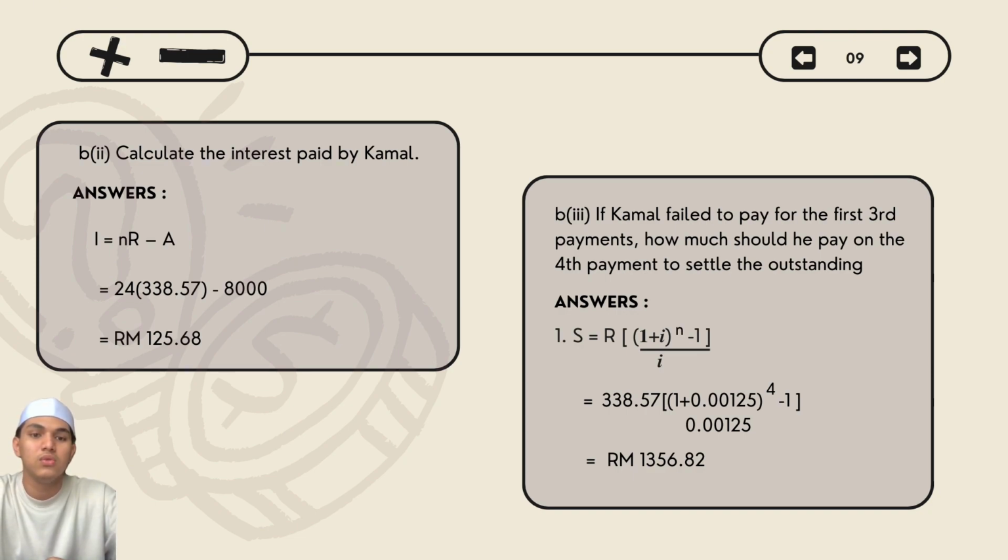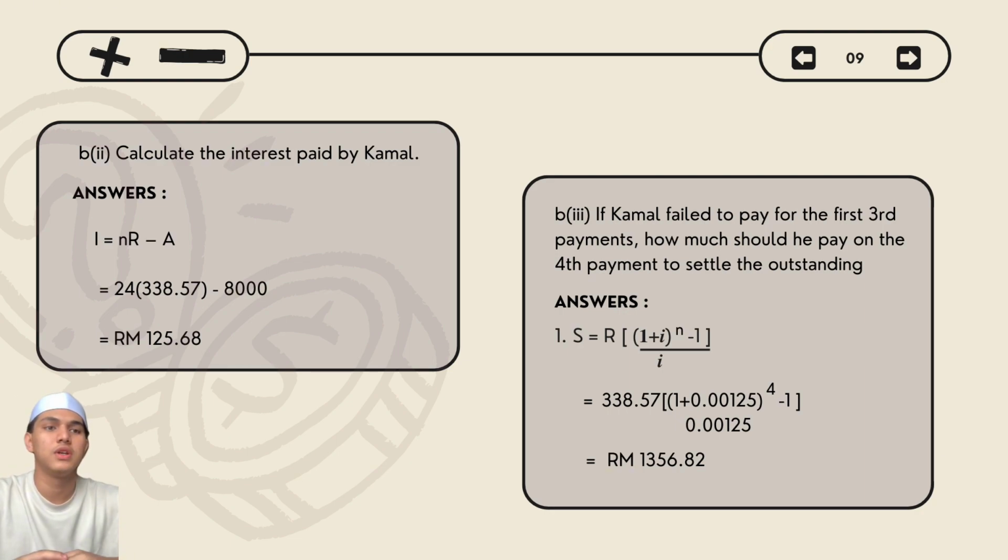For the B2, calculate the interest paid by Kamal. We use the formula I equals N capital R minus capital A. So we will get RM125.68.